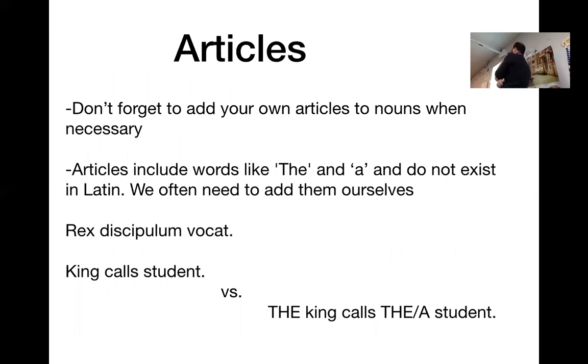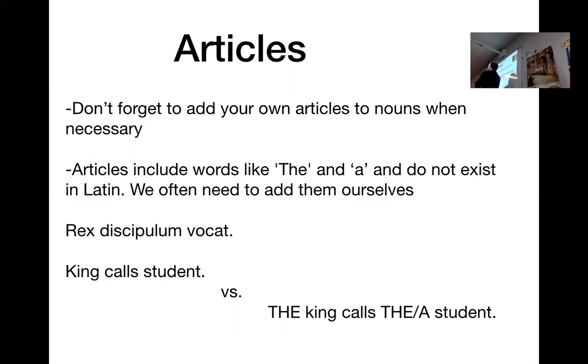All right, also, one last thing before we get to the main course of the class: articles, okay? Articles are a part of speech that we haven't talked about. So words like the and a, like a student or a teacher. These do not exist in Latin, so you need to add them yourself. Feel free to add the word the or a to any noun if it makes it sound like better English, because they don't exist in Latin, so we need to supply them, or else things sound weird.